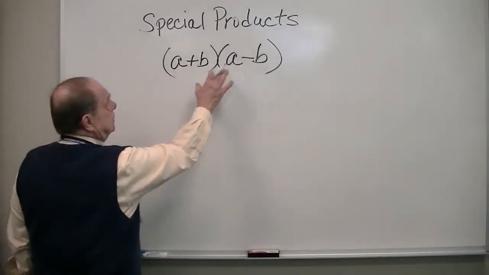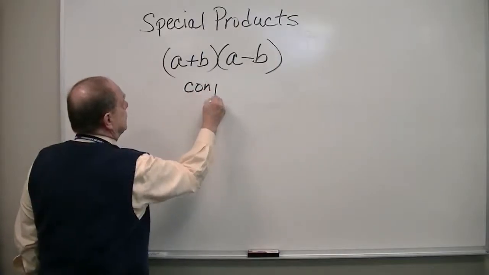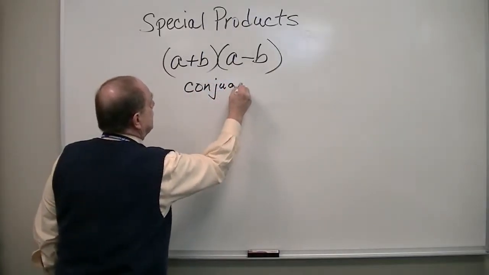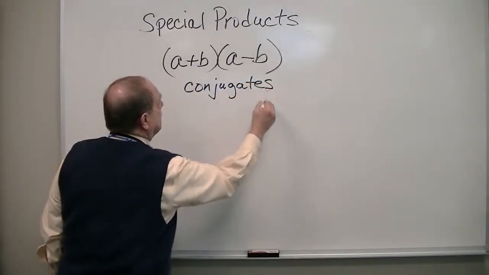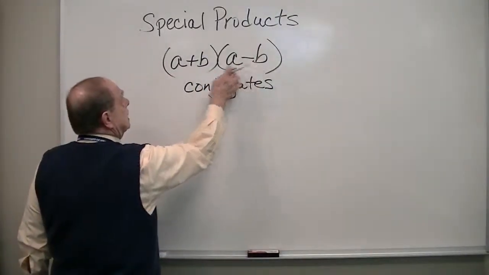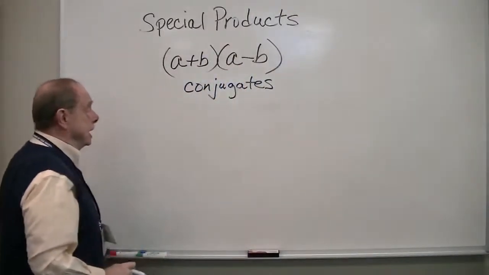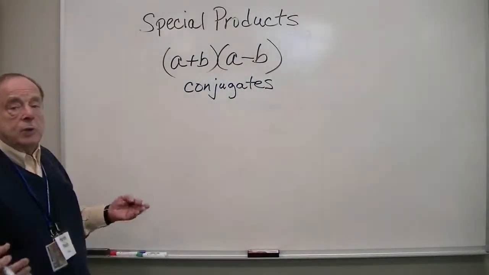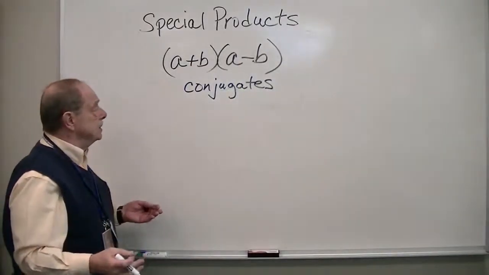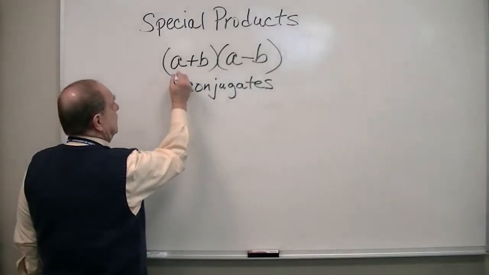Now, another word for these two is that these are conjugates of each other. So a conjugate would have the same terms, but the middle term, one would be plus and the other is negative. And when we multiply conjugates, something special happens. And I'll show it to you as we FOIL.